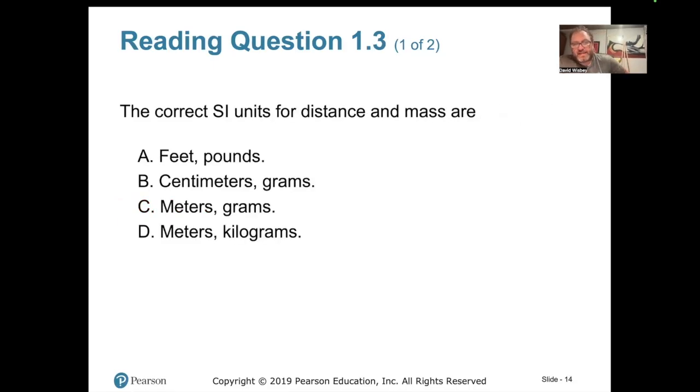The correct SI units for distance and mass are A, foot pounds? Oh gosh, no. B, centimeters and grams, C, meters and grams, or D, meters and kilograms. Hopefully you read the first part and you know that in SI units, the standard units are kilograms and meters. We don't use feet or pounds for anything in physics. So meters and kilograms. Grams are okay, but when you're doing your calculations, as a default rule, switch to kilograms.